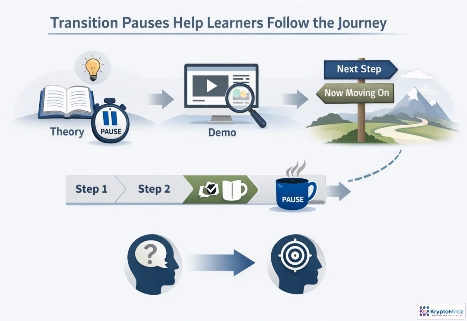A transition pause works like a bridge between learning moments. Before moving from theory into a demo, pause long enough for learners to close one mental folder and open the next. After a technical step, pause again, then signpost the direction. Now let's move to the next step. These small breaks reduce confusion in complex explanations because learners know where they are and where they're going.